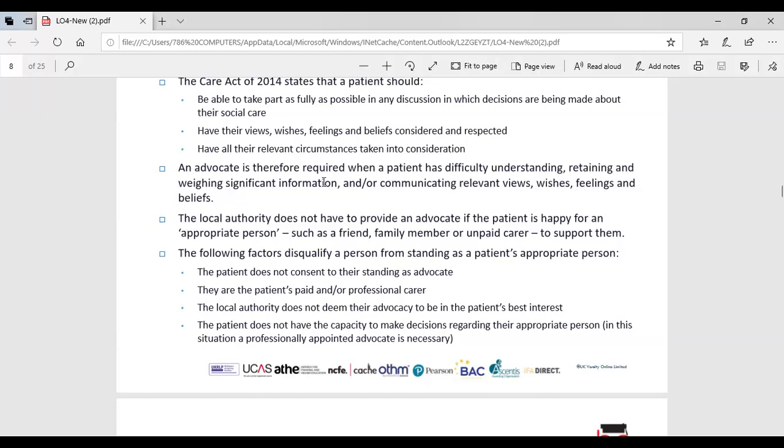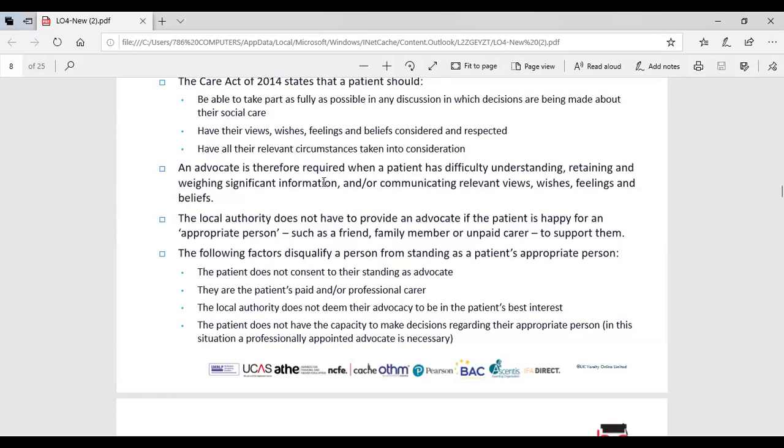So what factors disqualify a person from standing as a patient's appropriate person? There are certain factors that have to be considered. If the patient comes to you and says, I don't need an advocate, this person is a friend of mine and he or she is an appropriate person for me, these are the factors. The patient does not consent to their standing as an advocate. It's still the patient's own wishes if they don't want that advocate in their care provision.